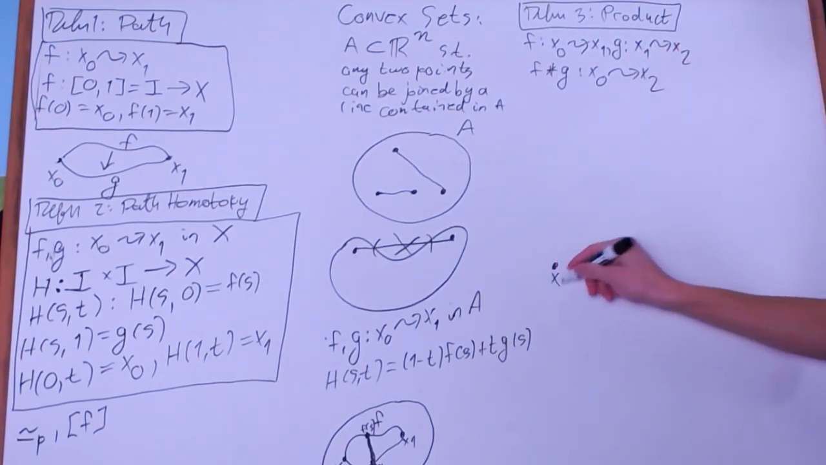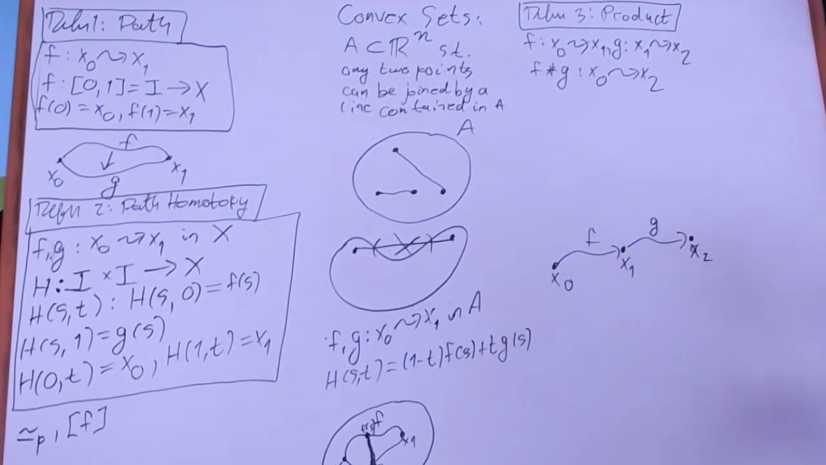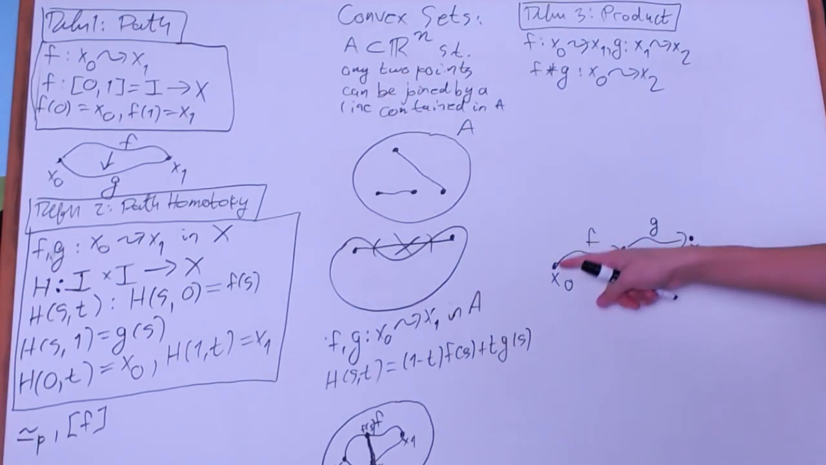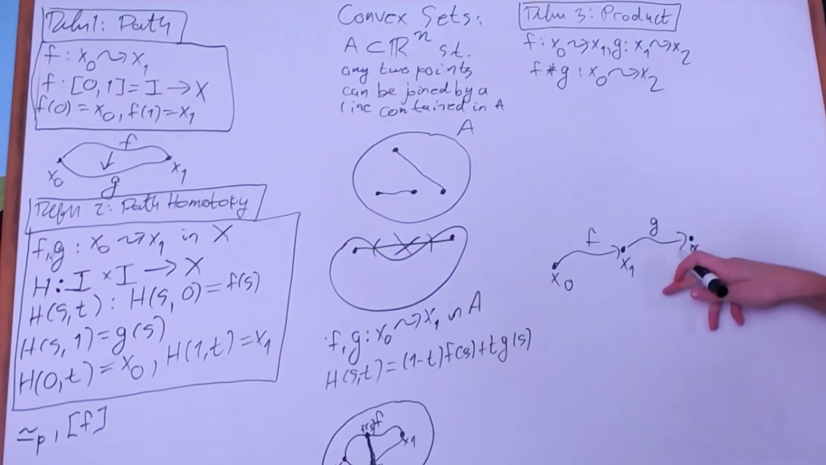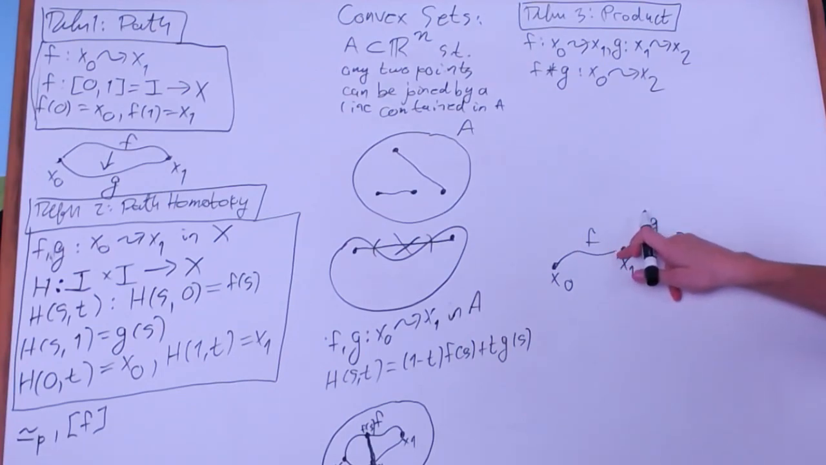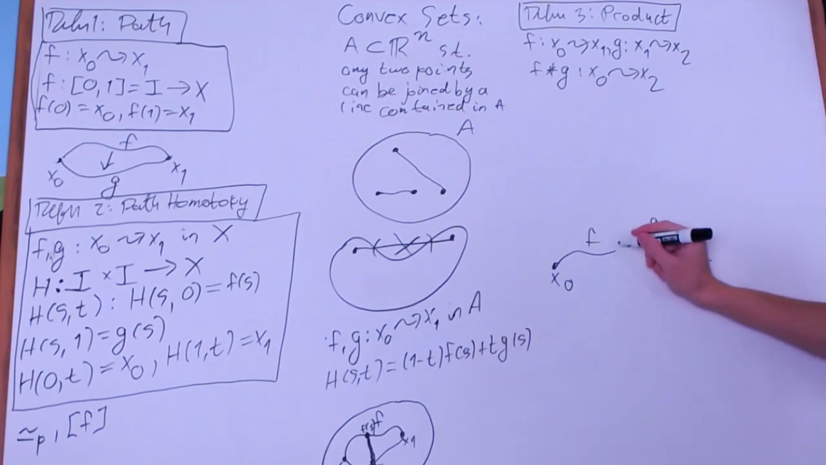Let's go ahead and draw this out. So right here, you have the two paths f and g, and now f star g is going to be like ignoring this middle point and just viewing this as a whole.